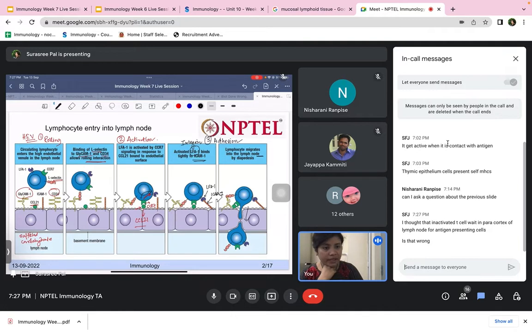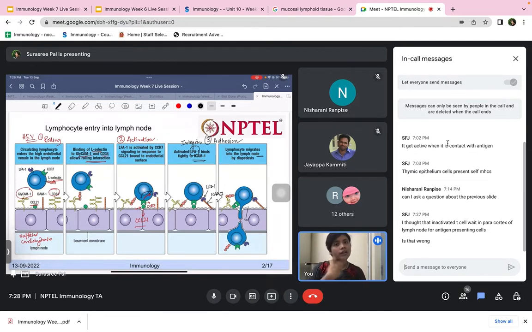Inactivated T cells wait in the paracortex of the lymph node for the antigen presenting cell. No, there is no such waiting that takes place. I told you in the beginning that the principal thing which happens in the lymph nodes is the recirculation of the lymphocytes. The naive lymphocytes keep on circulating through the lymphoid tissues, so that once they come in contact with antigen, they can get activated.